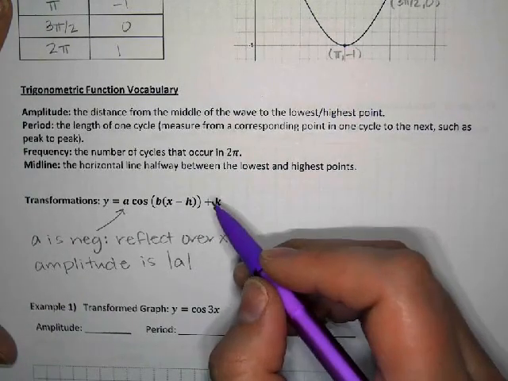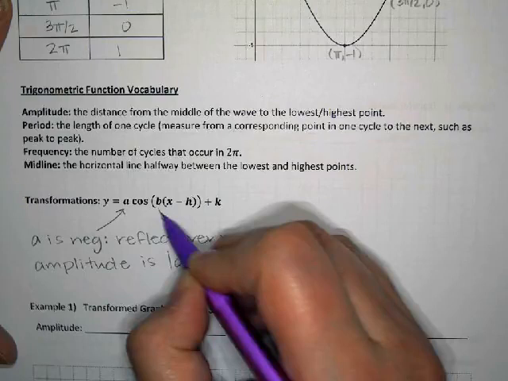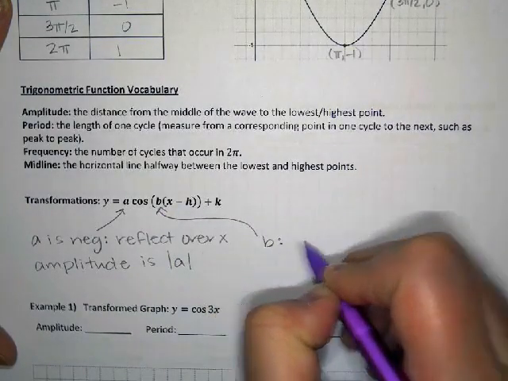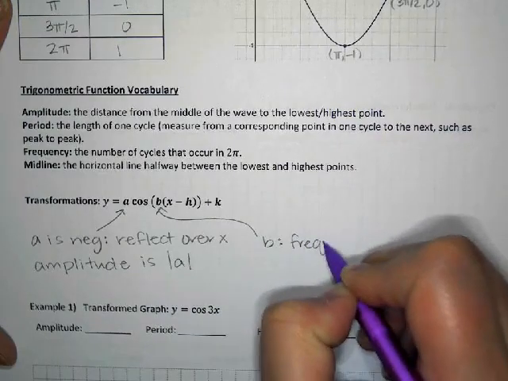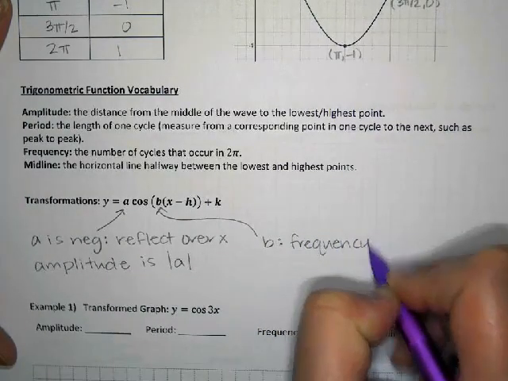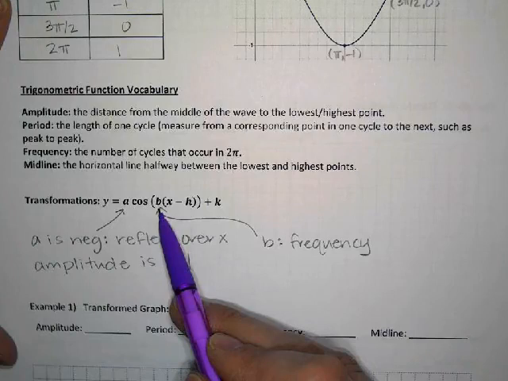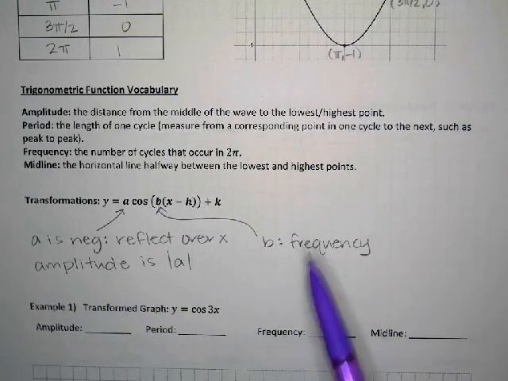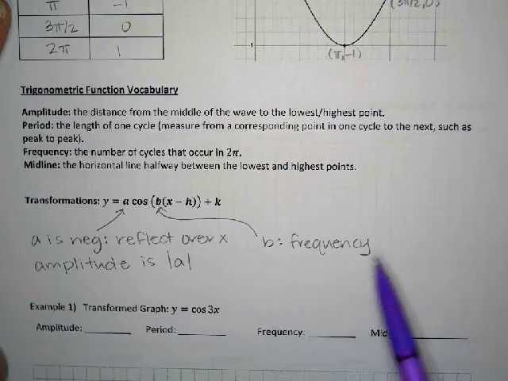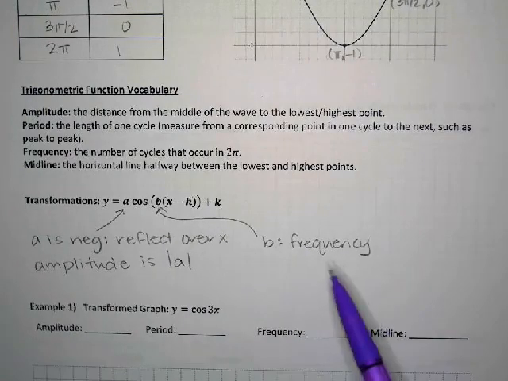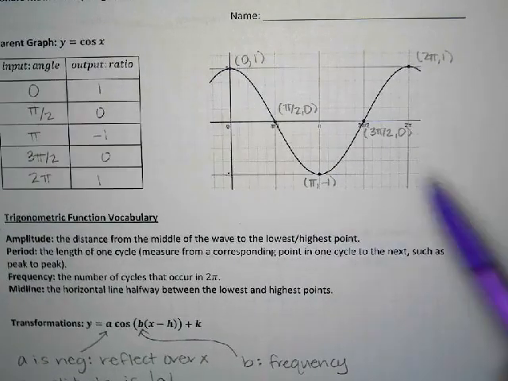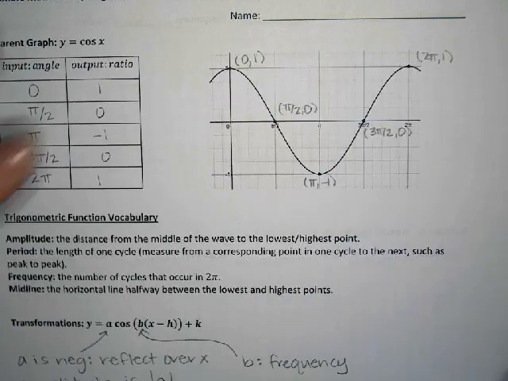We know that the B value gives us the frequency of the graph. So B is the frequency. The default B value, if you just see the x alone, the default B value is 1. That means that there is one curve from 0 to 2 pi normally. If you have a 2 there, then that means you're going to see 2 of these curves from 0 to 2 pi. If there's a 3 there, you're going to see 3 of these curves from 0 to 2 pi.